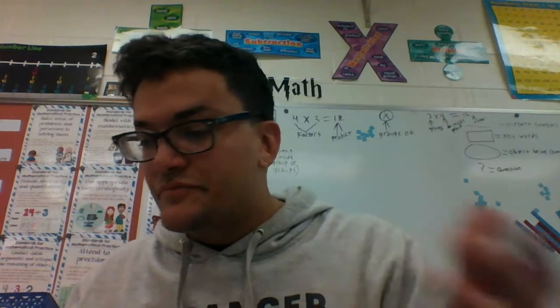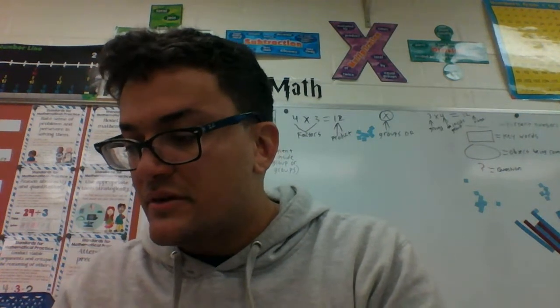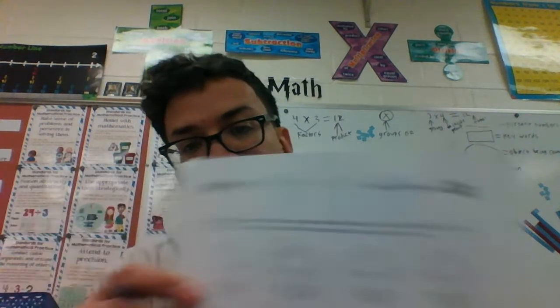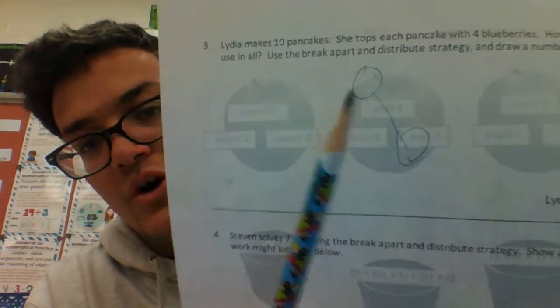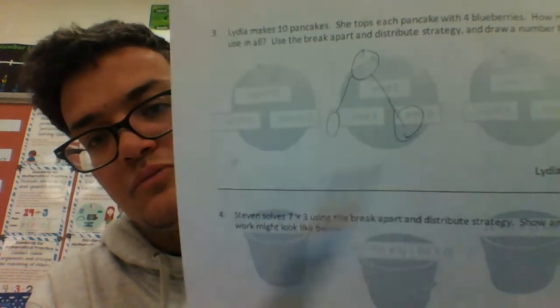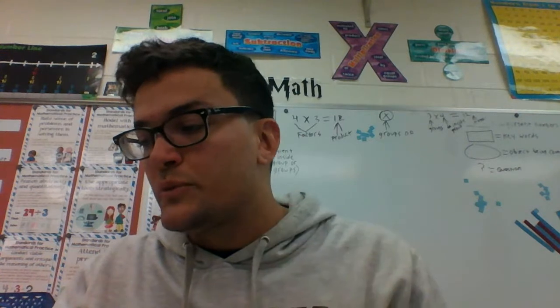On the back, they're just using a number bond. All they have to do for a number bond is have 3 circles that are connected like this. You have the top number bond, which is your total, and the bottom parts which split the number. For this problem, it says Lydia makes 10 pancakes. She tops each pancake with 4 blueberries. How many blueberries does she use in all?